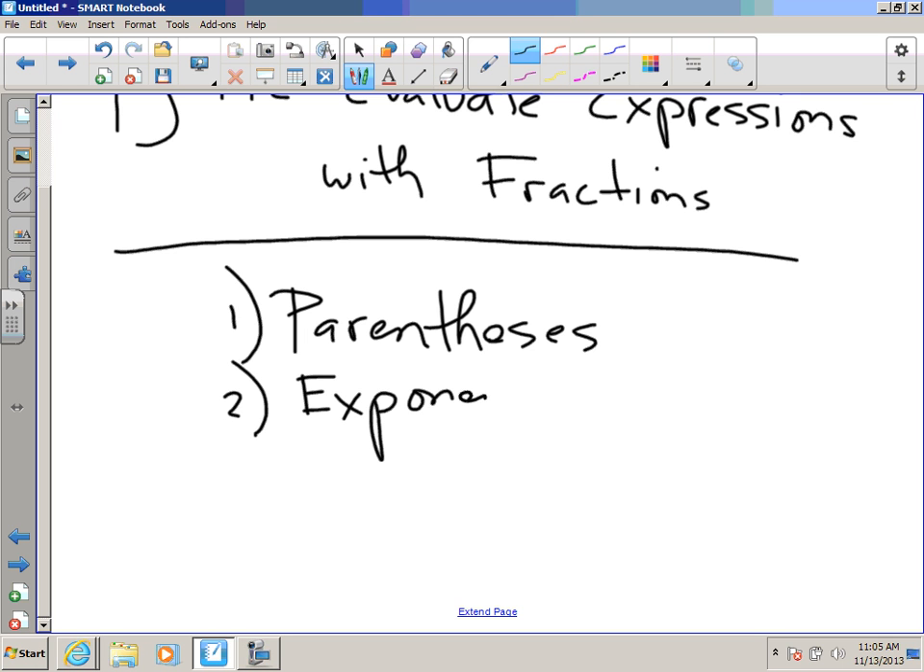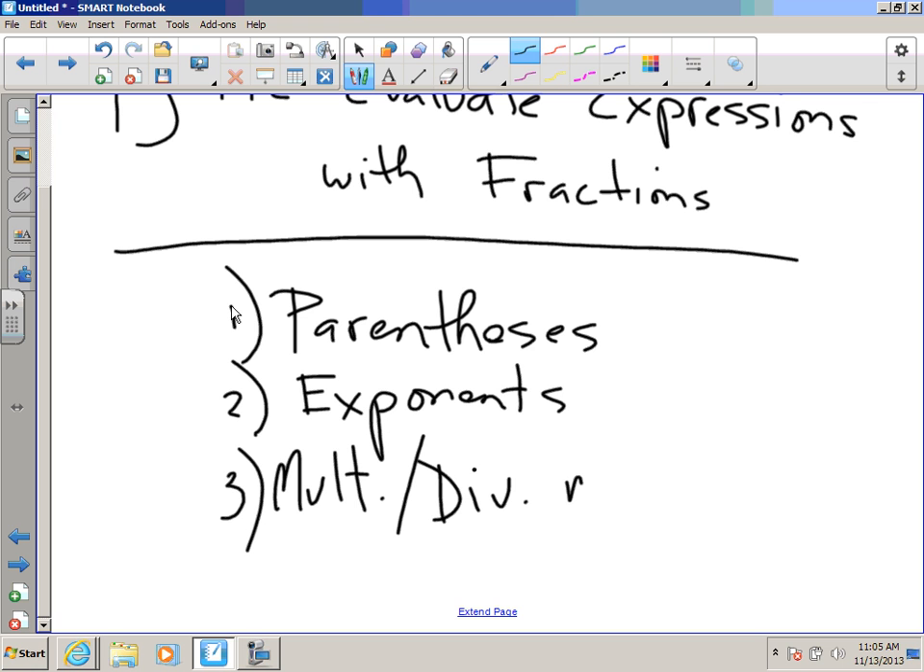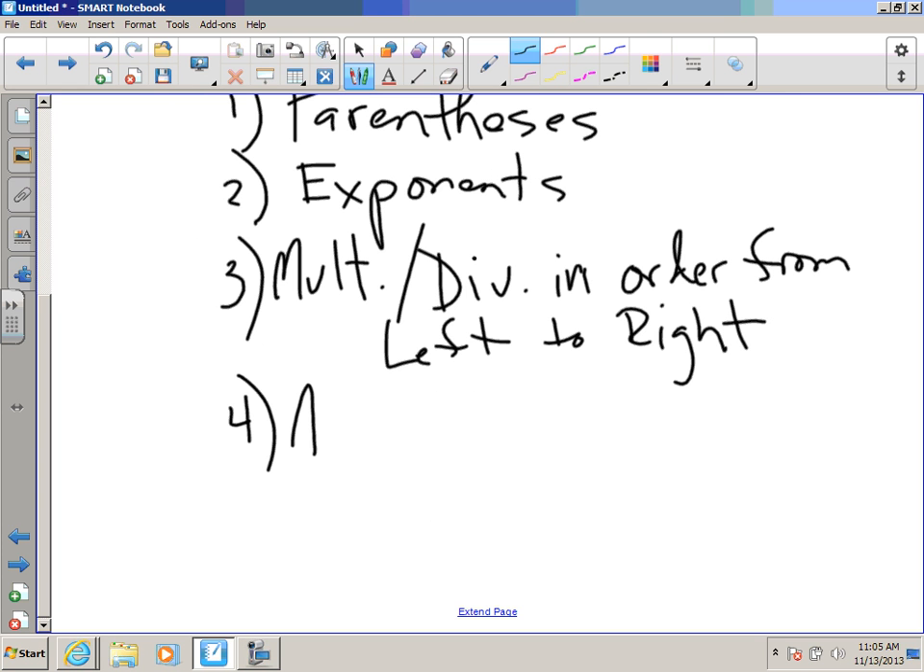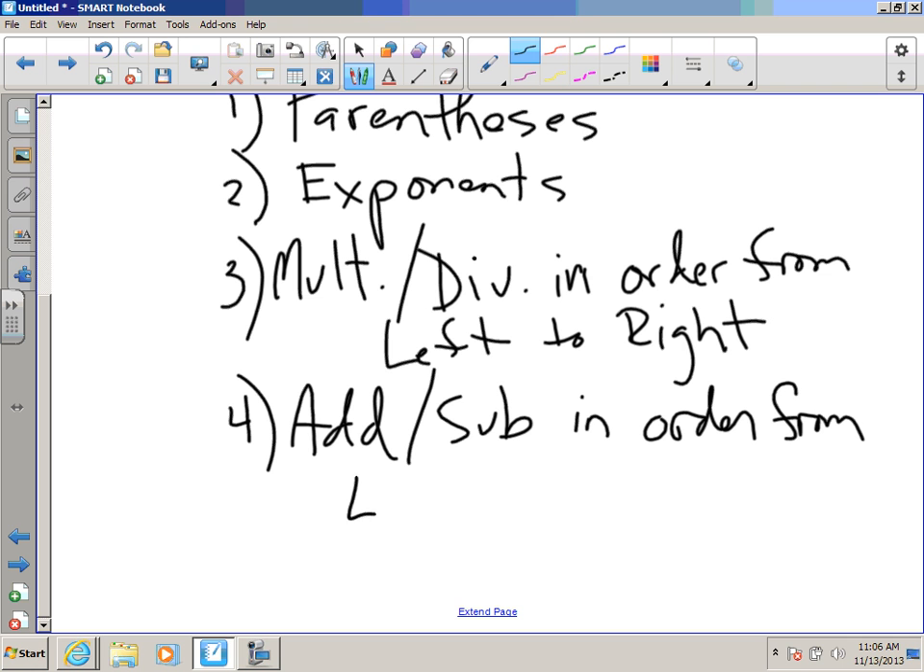Step 2, we're going to handle all exponents. Step 3, we're going to multiply or divide in order from left to right. And step 4, we're going to add or subtract in order from left to right. Okay, so take an extra second to make sure you've got those down, because it's going to be extremely important for us today.